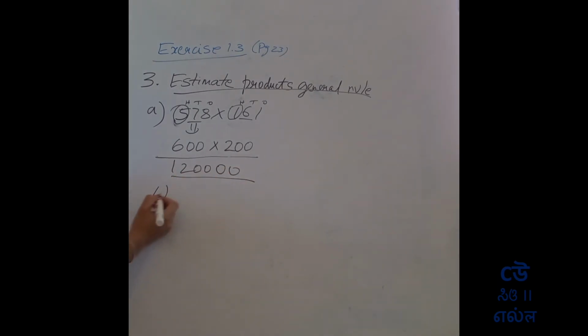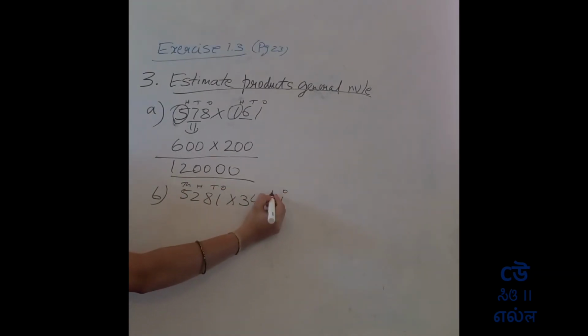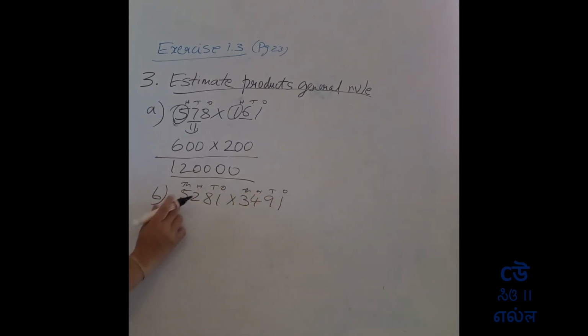Next problem, 5281 into 3491. Okay, so ones, tens, hundreds, thousand, ones, tens, hundreds, thousand. Okay, now greater place value is 1000, so we'll round off to thousands place. If they have not mentioned any place value in the question, you can see the greater place value and do.